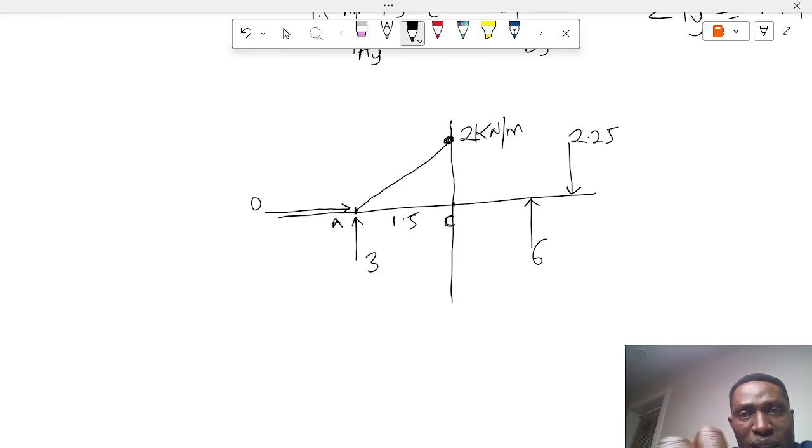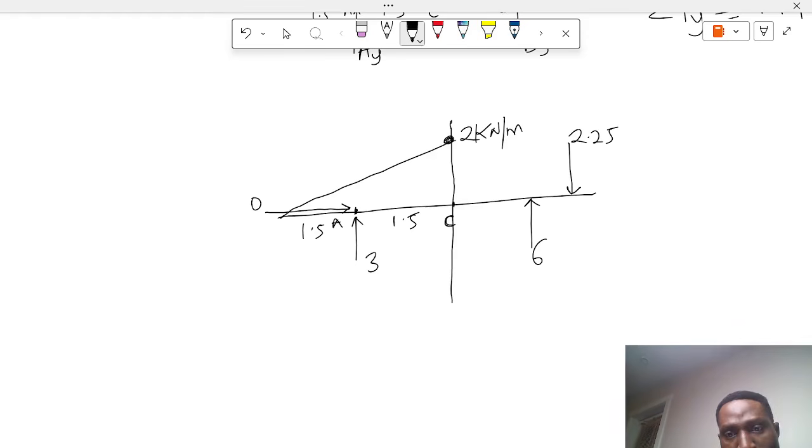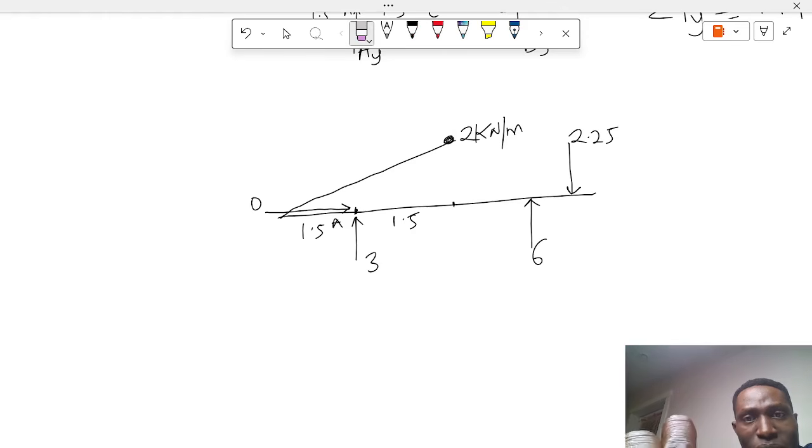Sorry, let us not miss this. Let us not miss this. This force is reacting from this point. Thank you. So this is 1.5. So what we are trying to solve is the three forces at point C. We solve for the three forces at point C.